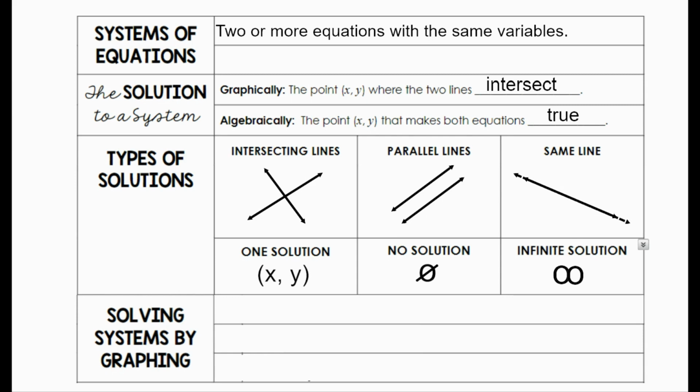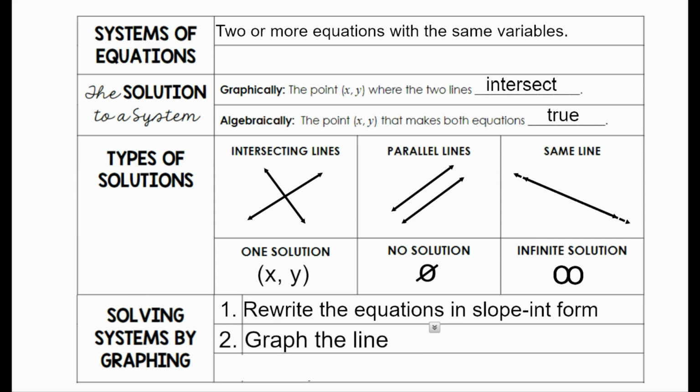Now looking at steps to solve systems by graphing, first we'll want to rewrite the equations in slope-intercept form. We will have these equations always in slope-intercept form. It won't be until next year where you will have to rewrite equations in slope-intercept form. Second, we'll want to graph each line. Then we'll want to identify where those lines either intersect, or if they overlap, which would be infinite, or if they don't touch, which would be parallel. So we want to identify the solution that could be created.